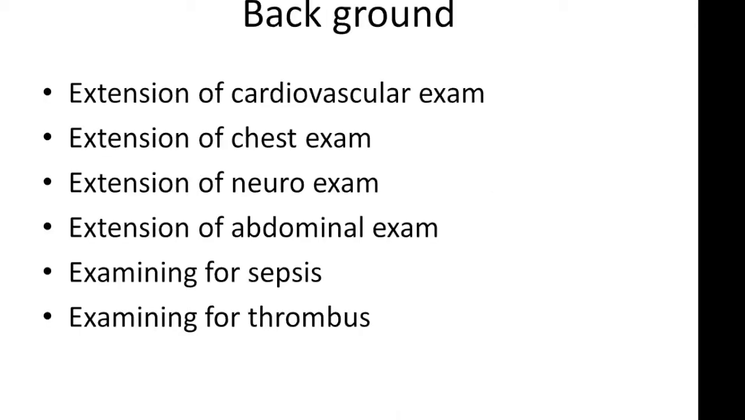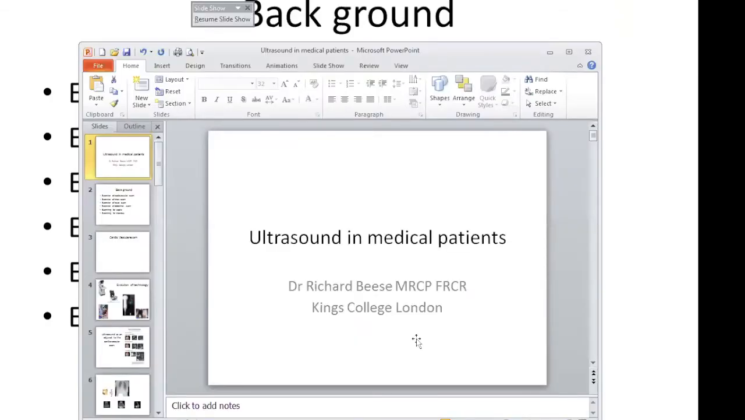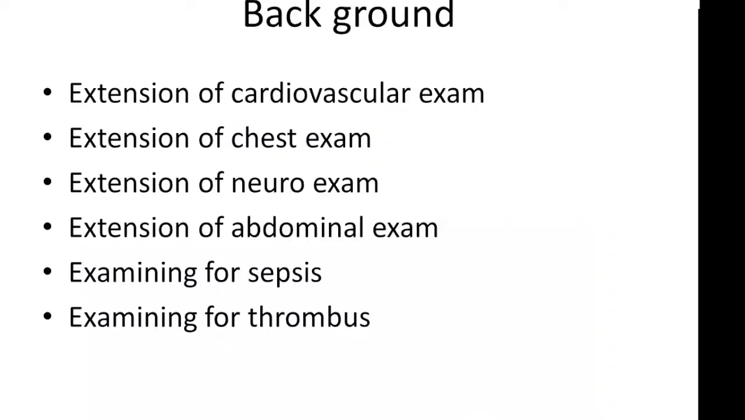So let's see what the background is. Well, we could use ultrasound as an extension of the cardiovascular examination. We can look at the nails for clubbing and splinter hemorrhages, check the pulse if it's sinus rhythm or not, the blood pressure, look for anemia, and then measure the JVP either with ultrasound or visualizing it. And then we can examine the heart with the stethoscope and then follow it up with ultrasound, looking for the left ventricular function, pericardial effusions and right heart strain.